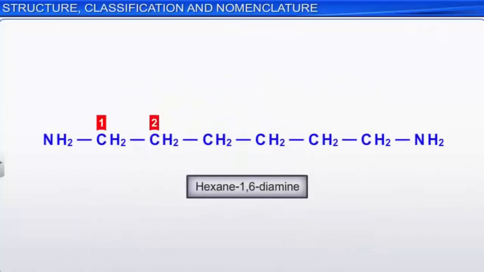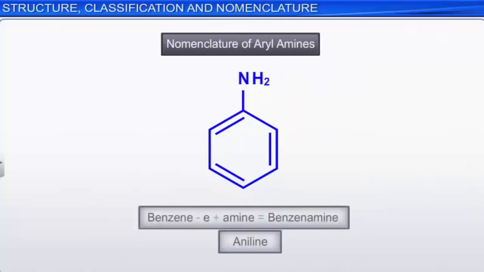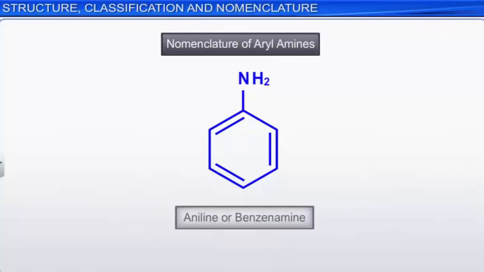Similarly, the given compound with 2 amine groups at 1 and 6 positions is named hexane-1,6-diamine. Now let us see the nomenclature of aryl amines. While naming aryl amines according to the IUPAC system, the suffix E of the arene is replaced by amine. Thus, in the IUPAC system, aniline is named benzenamine. Note that aniline has also been accepted as the IUPAC name.